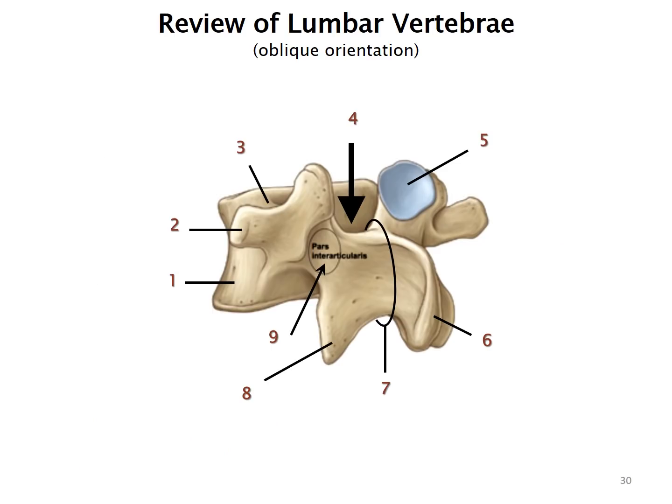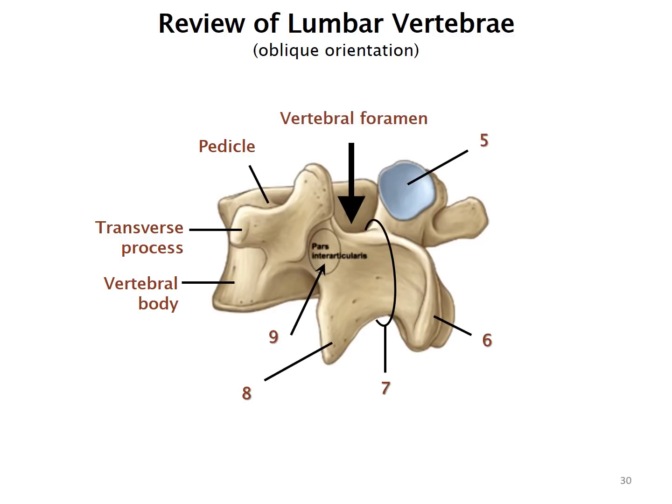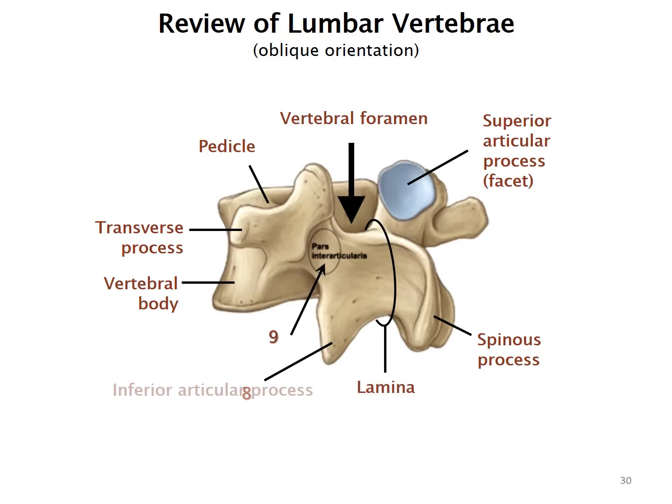Let's briefly review the components of a typical lumbar vertebra. Number 1 would represent the vertebral body. Number 2 is an example of the transverse process. Number 3 would be the pedicle. Number 4 with the large arrows pointing to the vertebral foramen. Number 5 indicates the superior articular process with its facet on it. And number 6 represents the spinous process, which is hatchet-shaped in the lumbar vertebrae. Number 7 indicates the lamina. Number 8 would indicate the inferior articular process. And last but not least, number 9 represents the pars interarticularis.